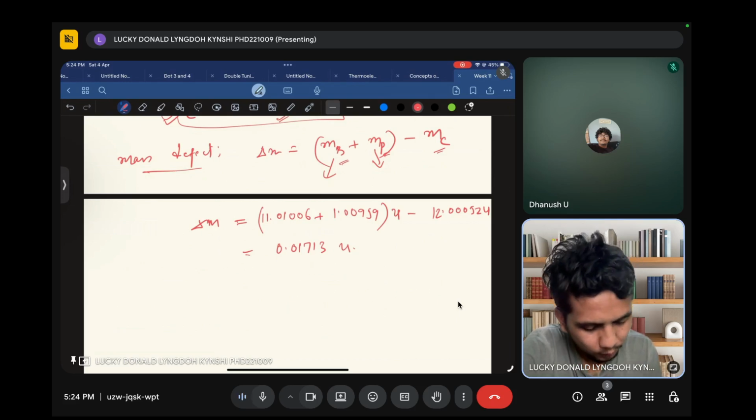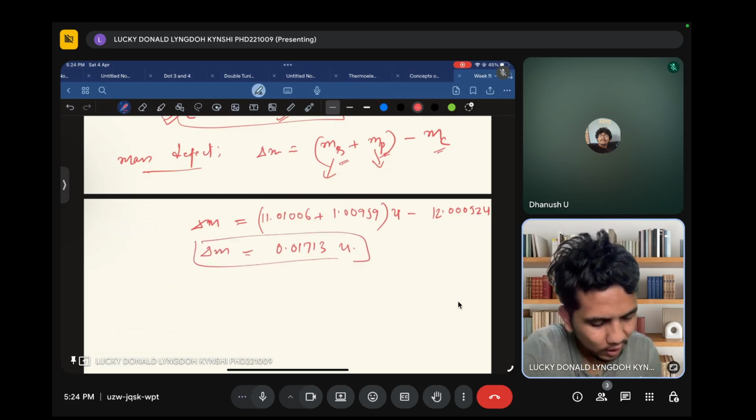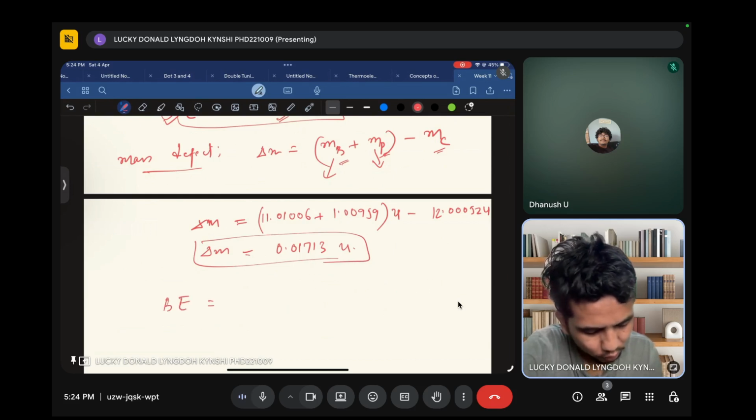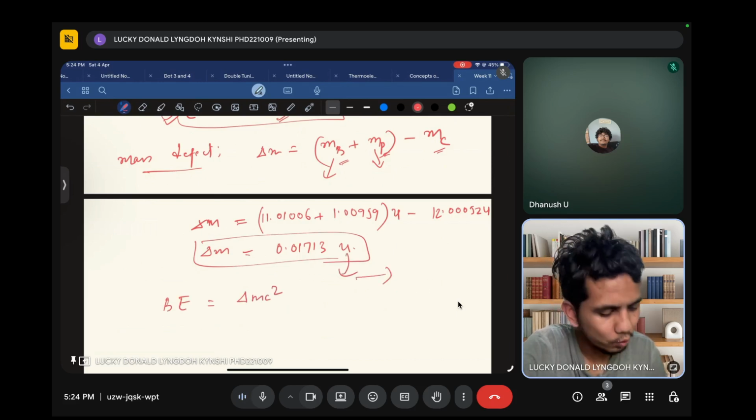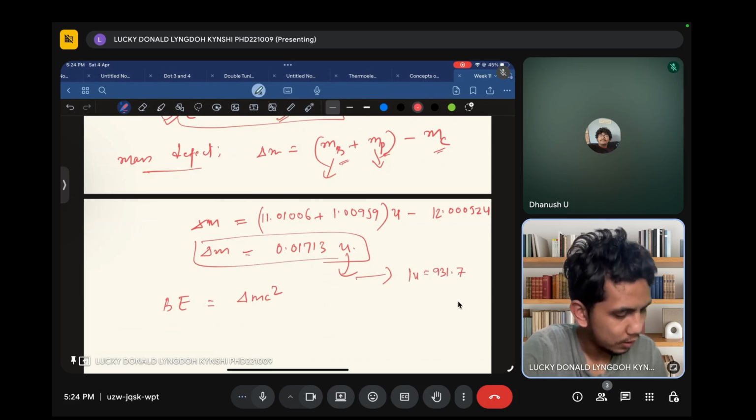Once we get the mass difference, we can easily calculate in terms of energy. The binding energy is equal to delta M C square. This is in terms of U, and you can convert it to energy: 1 U is equal to 931.7 MeV per C square.